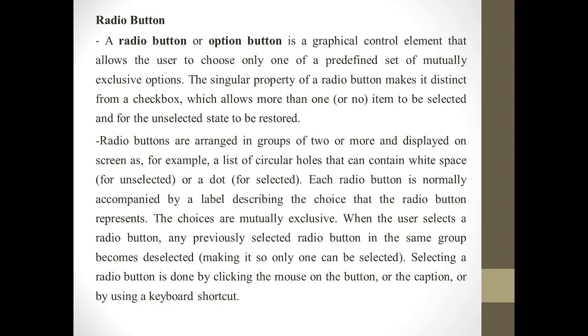When the user selects a radio button, any previously selected radio button in the same group becomes deselected, making it so only one can be selected. Selecting a radio button is done by clicking the mouse on the button or the caption or by using a keyboard shortcut.